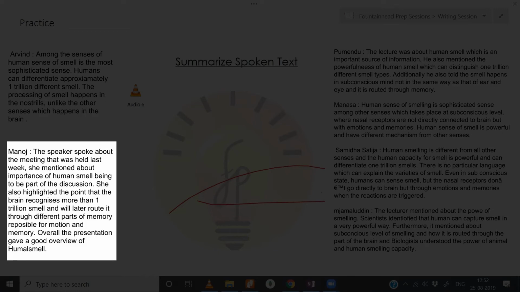Yeah. So, Manoj, there are a lot of fillers in your summary. That is, speaker spoke about the meeting. I mean, and this is again was not a very important point. Again, this is another filler. She mentioned about importance of, again, she also highlighted the point that overall the presentation gave good review of you.